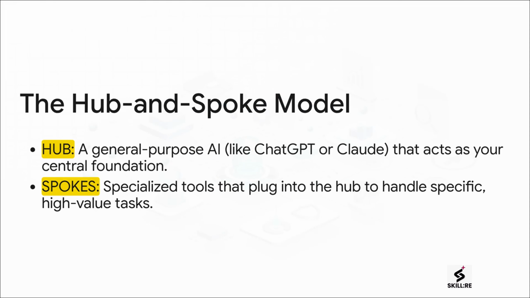The model itself is super simple. Your hub is a general-purpose AI, like a ChatGPT or Claude. This is your versatile, everyday workhorse. Your spokes are those specialist tools that you plug in when you need some serious expertise for a specific job, like a powerful automation platform or a high-end image generator.